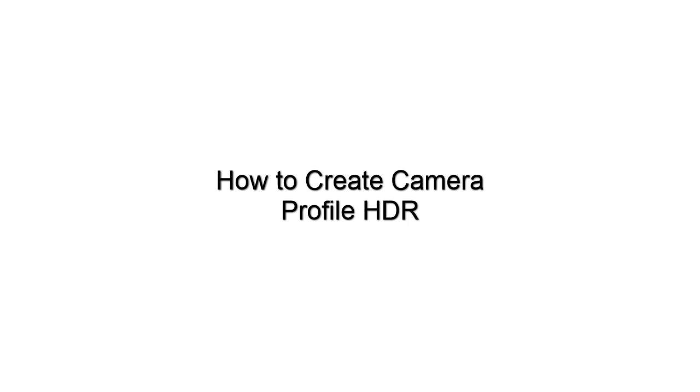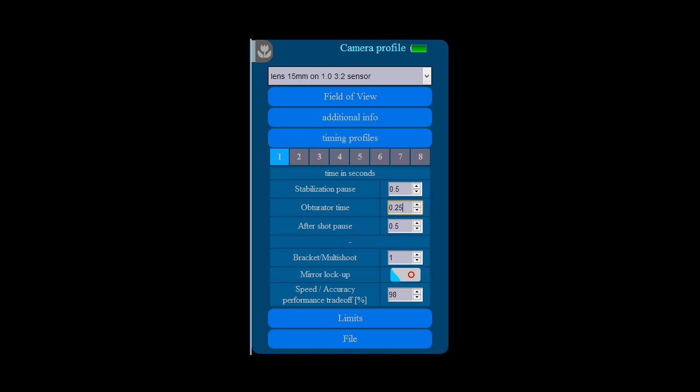Next, we'll show you how to create camera profiles for HDR panoramas. When creating HDR camera profiles, the most important fields are operator time and bracketing. We want to make sure that the Panoshoot bracket setting is synchronized with the camera's bracket setting.